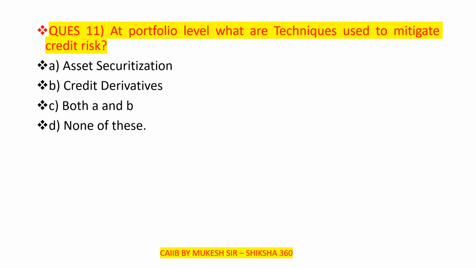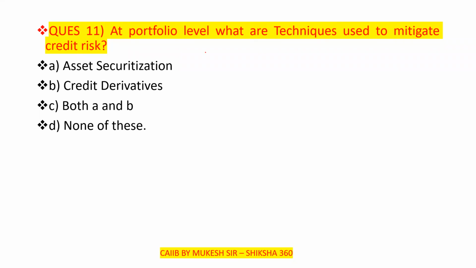Option A is asset securitization. Option B is credit derivatives. Option C is both A and B above. Option D is none of these. So among that, either A, B or C.